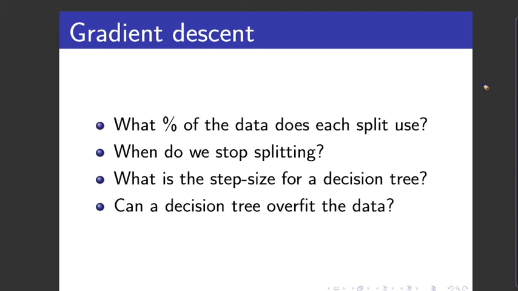What is the step size for a decision tree? If we compare a decision tree to gradient descent, when we make a split in our decision tree and we find probabilities or sale prices in the new split, how much do we listen to what we're seeing in each leaf? Well, the answer is we listen to it 100%. We see what's in the leaf, and that's what we use for our prediction.